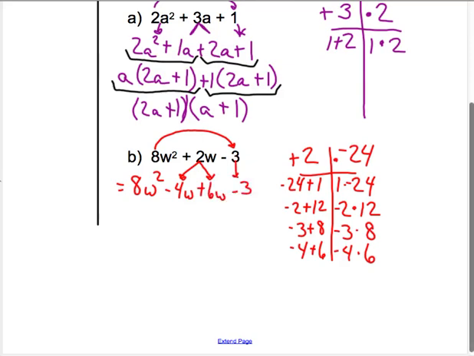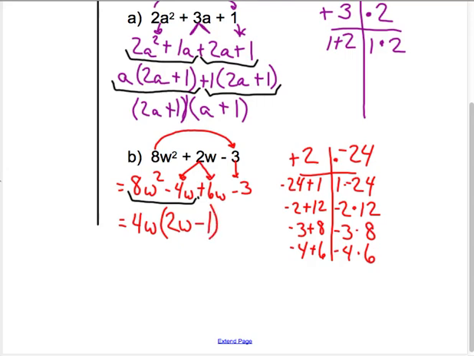Bring down your -3, and then we factor by grouping. So for my first group, my GCF would be 4w. 8 divided by 4 gives me 2. When I factor out 4w, I'm left with 1w. And -4w divided by 4w is a -1.